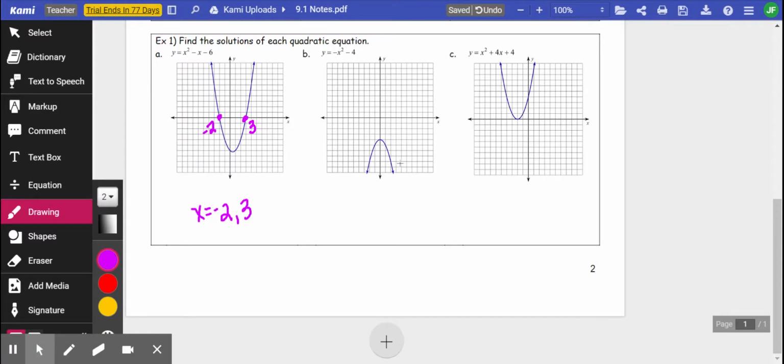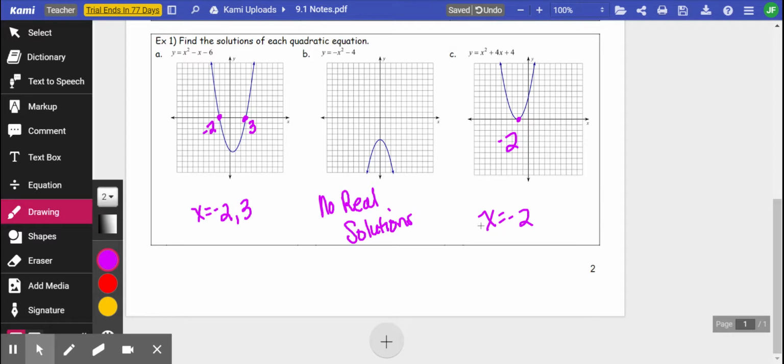For the second one, notice this graph never touches our x-axis. So this is one where there's no real solution. And then the last one, the graph hits at one point. If I count, that's at -2, so x equals -2 would be our solution.